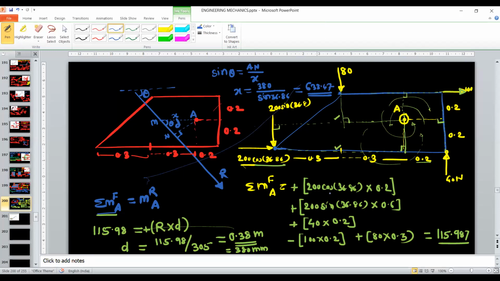Okay, we made a mistake in the calculation. There is one additional couple in the system, which is 40 Newton meter. I think we should add this couple, and as it is clockwise, just subtract that couple directly. So this is minus 40. From this, we need to subtract: 115 minus 40, so this is 75 Newton meter. So here the answer is 75 upon 305, so this is 245.9.